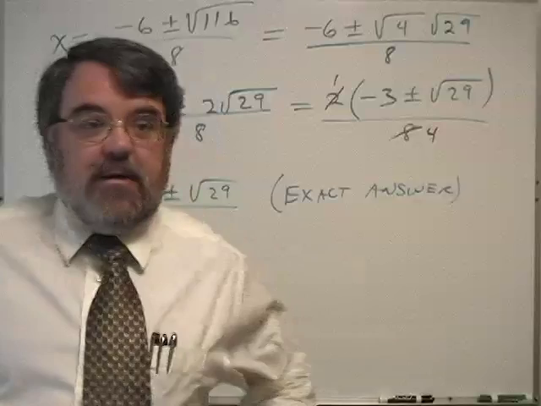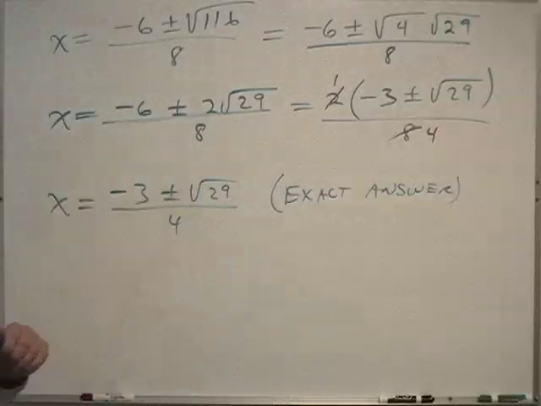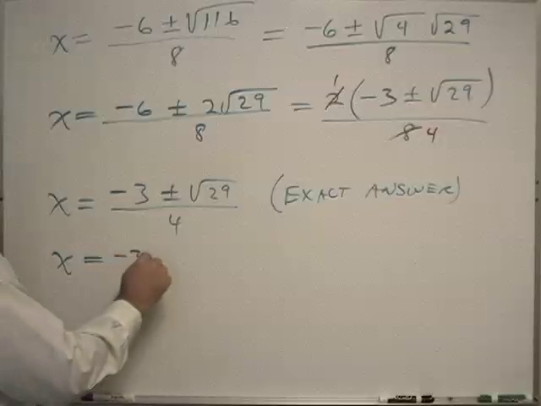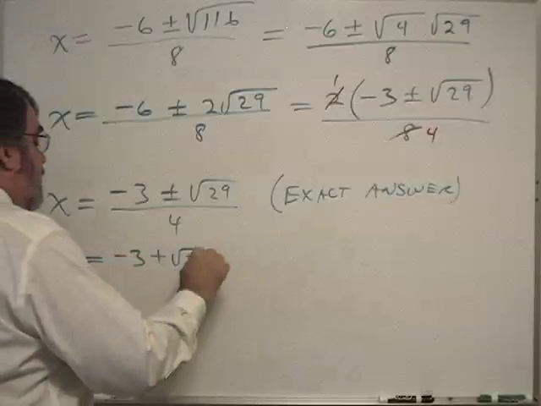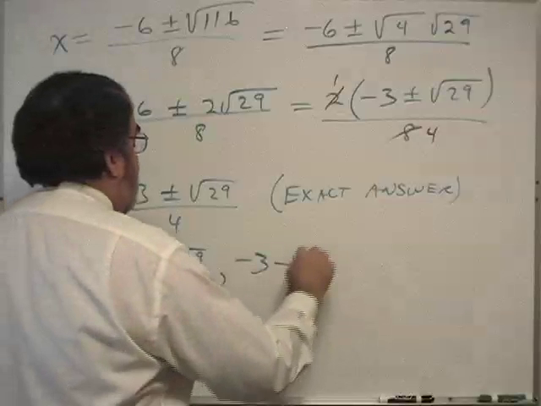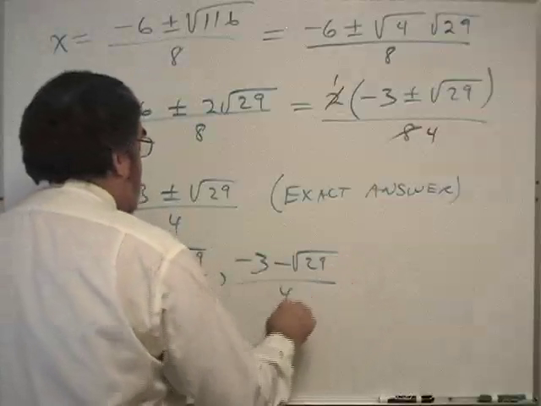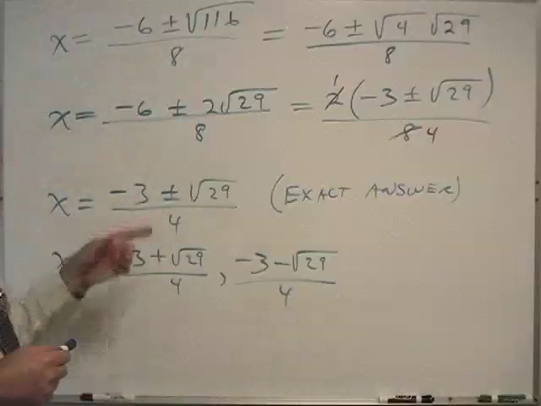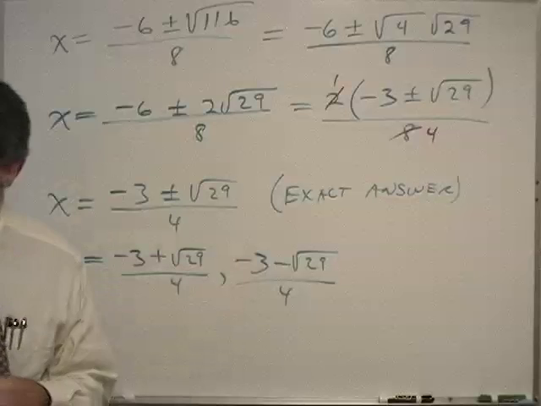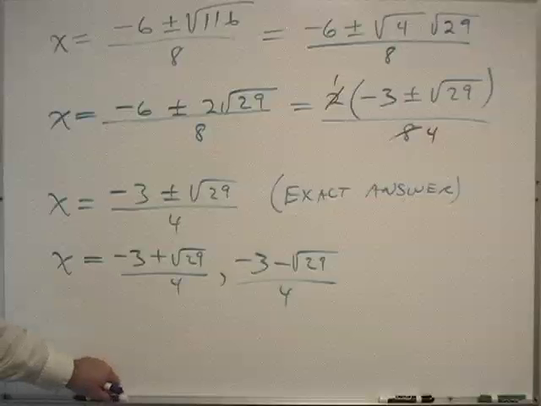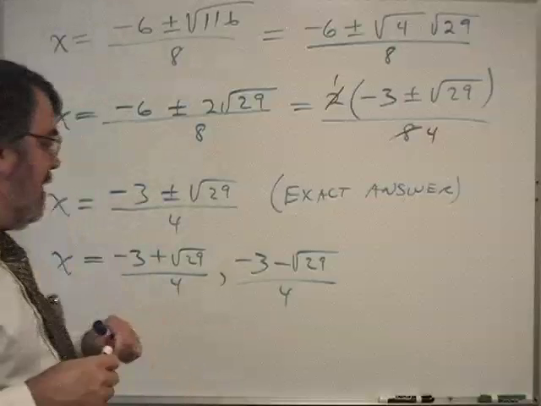And in order to calculate this, I first need to separate the answers. So x is -3 plus the square root of 29 over 4. It's also -3 minus the square root of 29 over 4. I like to show this to emphasize that this means there are 2 separate answers. All right, well, time to drag out your calculator to see if you can get this.